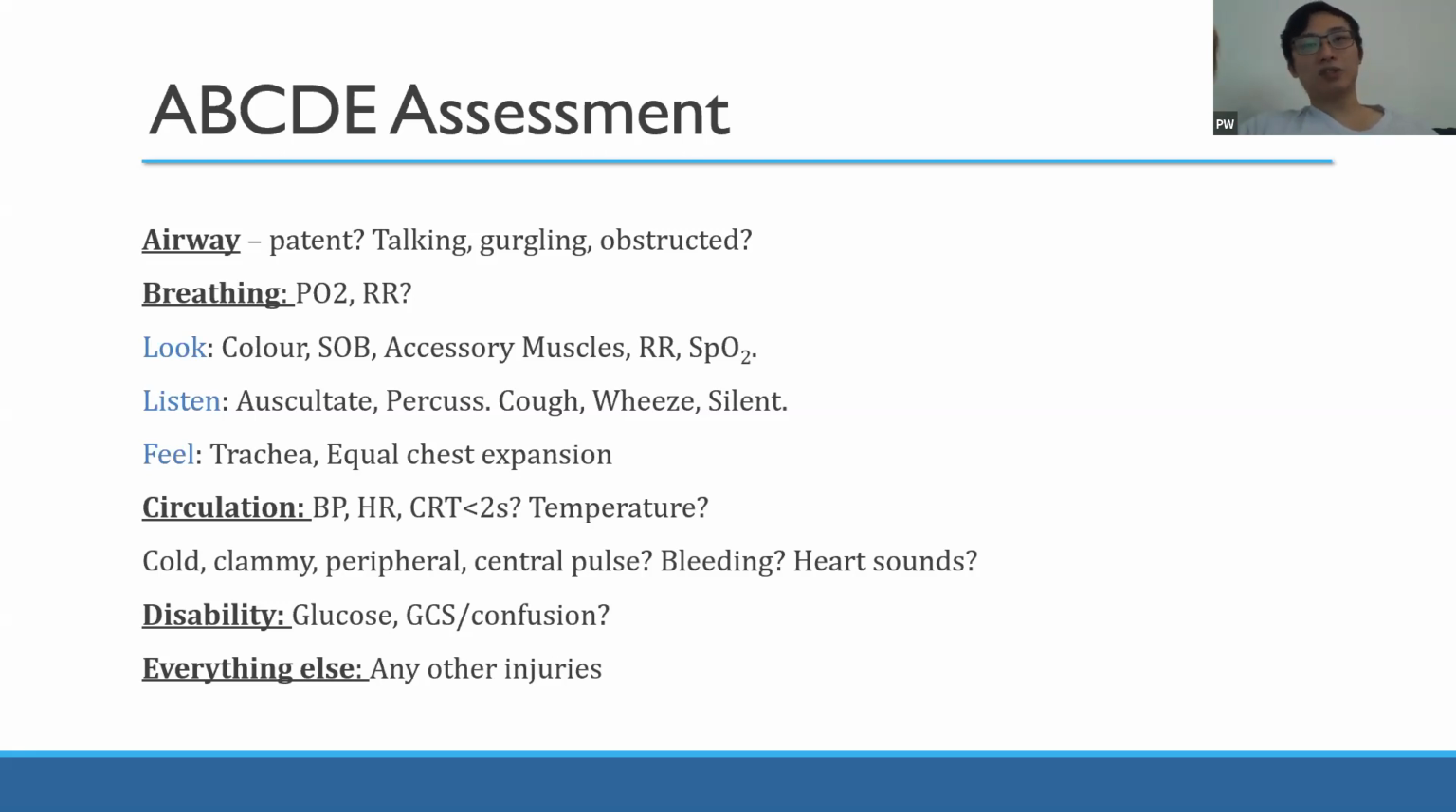And once again, disability. Check their glucose, check their GCS. Are they acutely confused? Are they tiring? Confusion is an acute sign of people tiring, and it's a very bad sign in terms of your respiratory assessment. And once again, look at everything else. Expose your patient. Have a look at their chest, see if there's any signs. Look at their legs, any swelling, any DVTs, and any broken bones, or whatever equivalent.